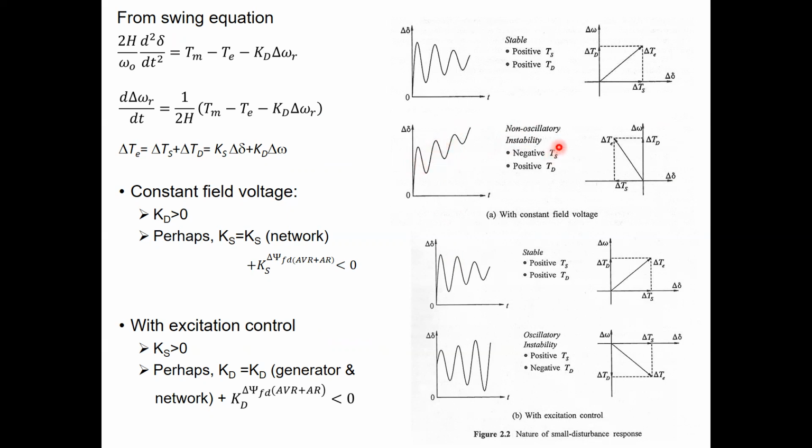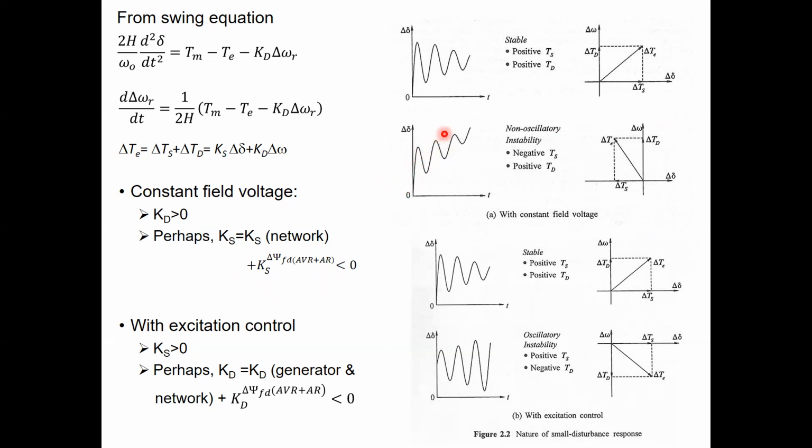And this we experience when we have negative synchronizing torque coefficient. And so with a constant field voltage, that means no regulation of the field circuit, then KD is always greater than 0. And in some cases KS, because KS will be the synchronizing torque component from the network side plus the machine side, so that will be due to the change in the flux from the AVR area. So this can be less than 0. So that means with constant field voltage operation on the generator, synchronizing torque coefficient can be negative in some cases.